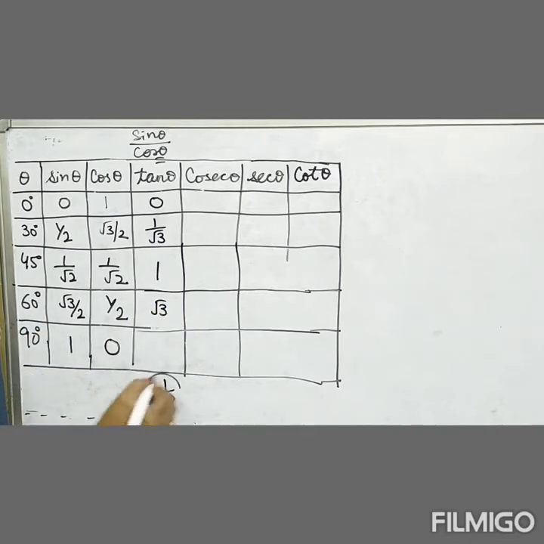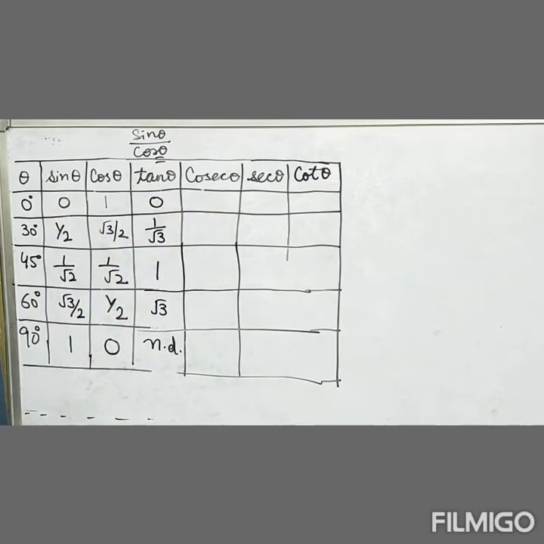If you divide any number by 0, that cannot be defined. That means you have to write down here "not defined." You cannot define a number which is divided by 0. So that's why here it is not defined.